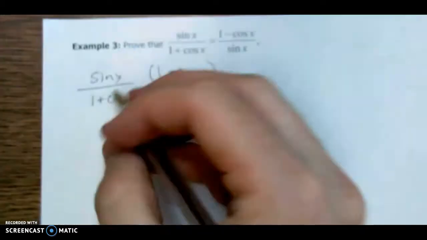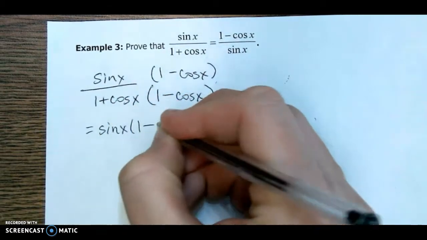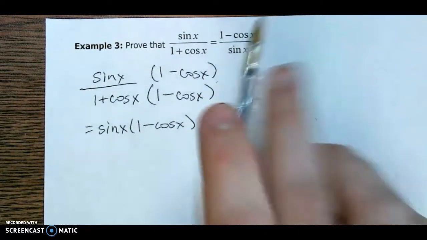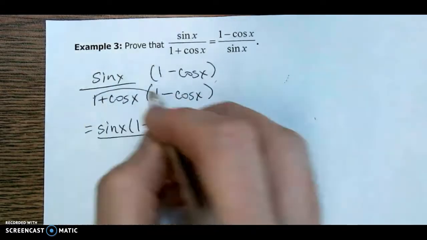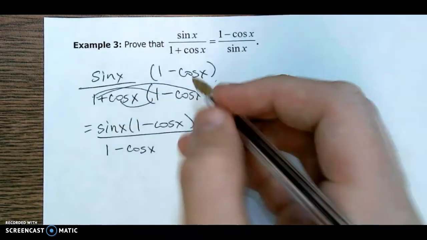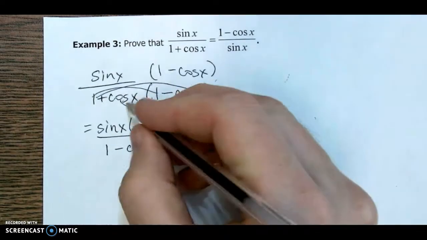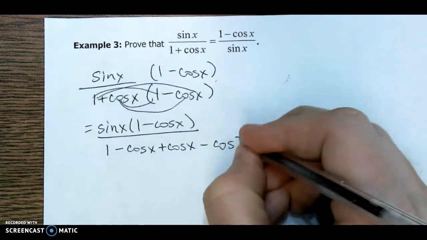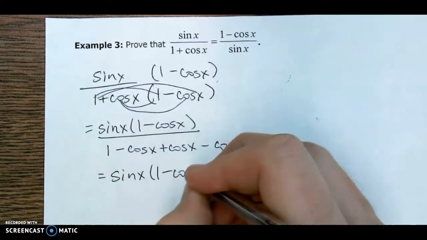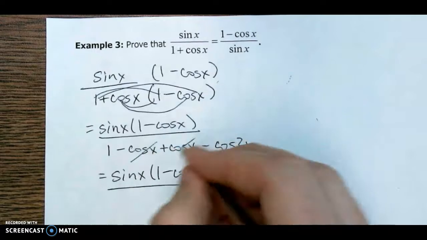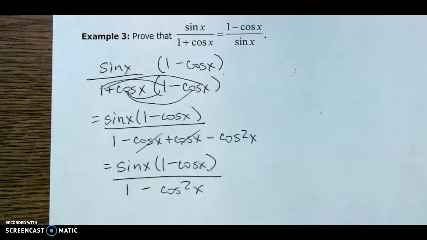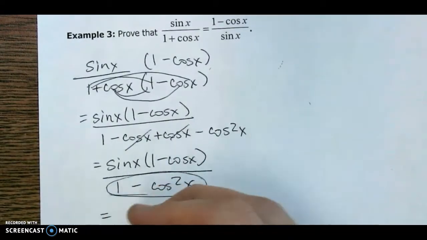Now what I'm going to do is leave sine alone on top and not distribute onto the 1 minus cosine because I want to keep it for the end. And on the bottom, I'm going to go ahead and FOIL. So 1 times 1 is 1. 1 times negative cosine is negative cosine. Cosine times 1 is positive cosine, and cosine times negative cosine is negative cosine squared. So I've got sine, 1 minus cosine, and on the bottom, those cosines cancel. I get 1 minus cosine squared, and then the denominator will change into sine squared.